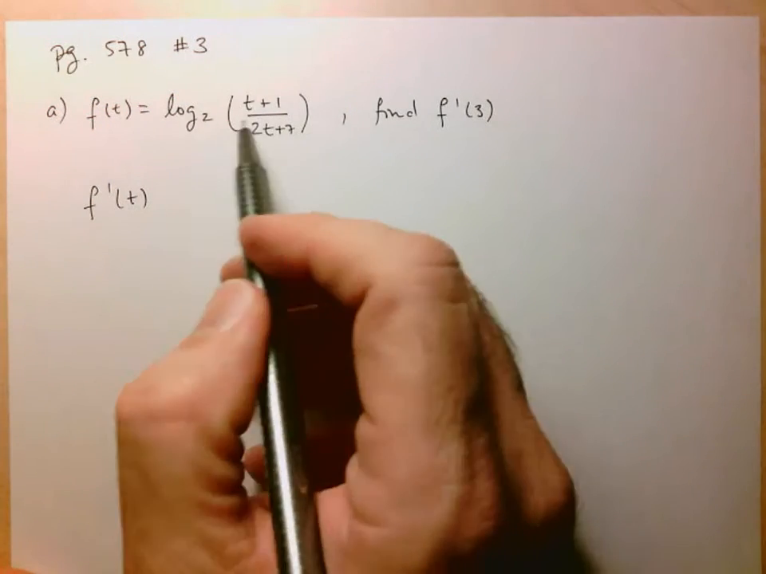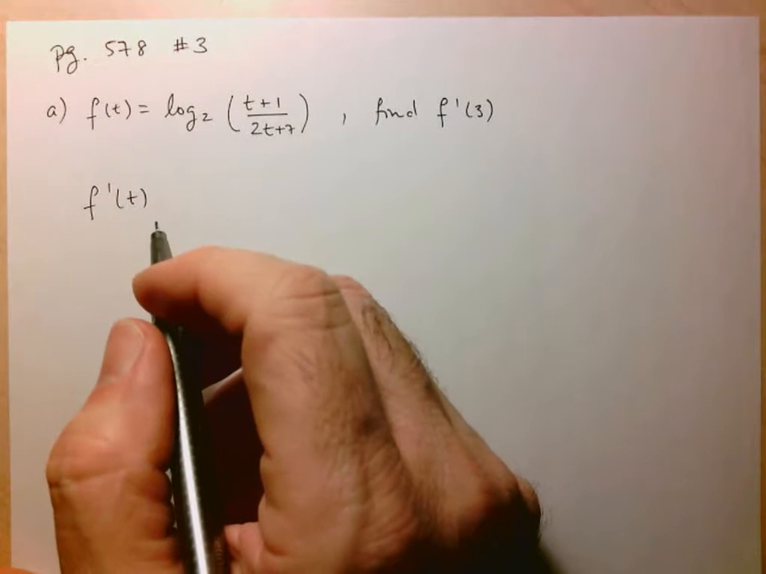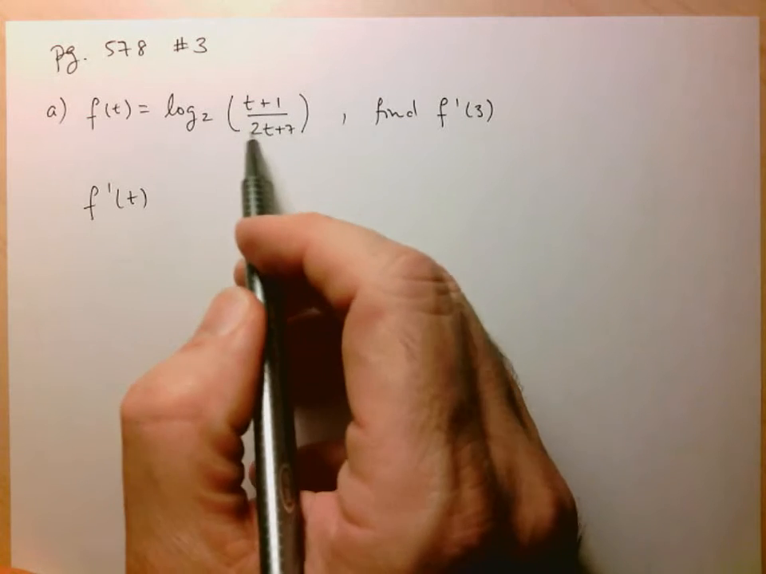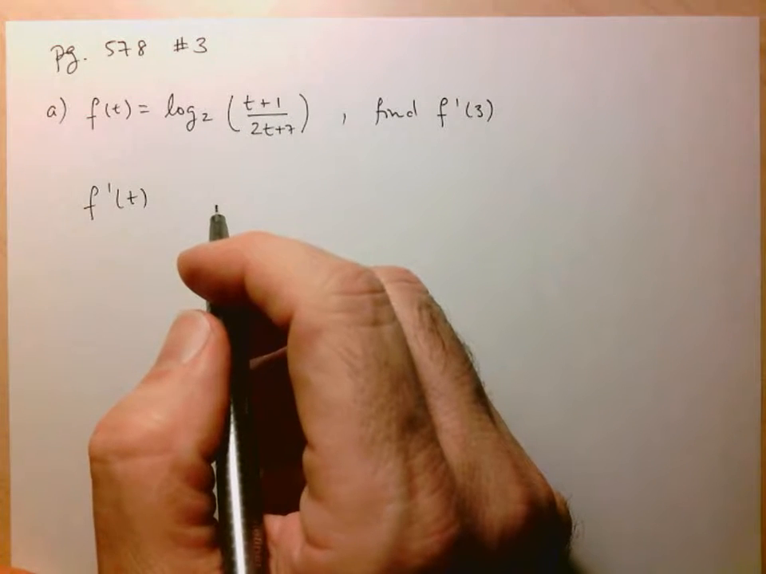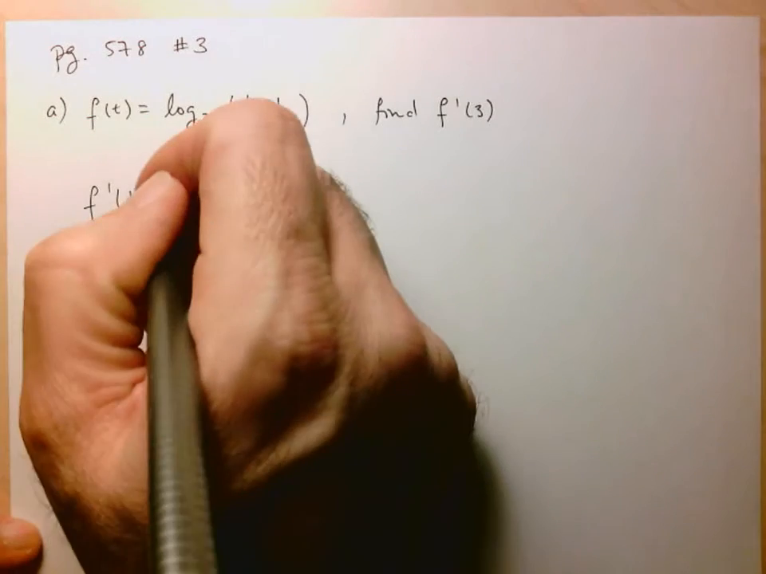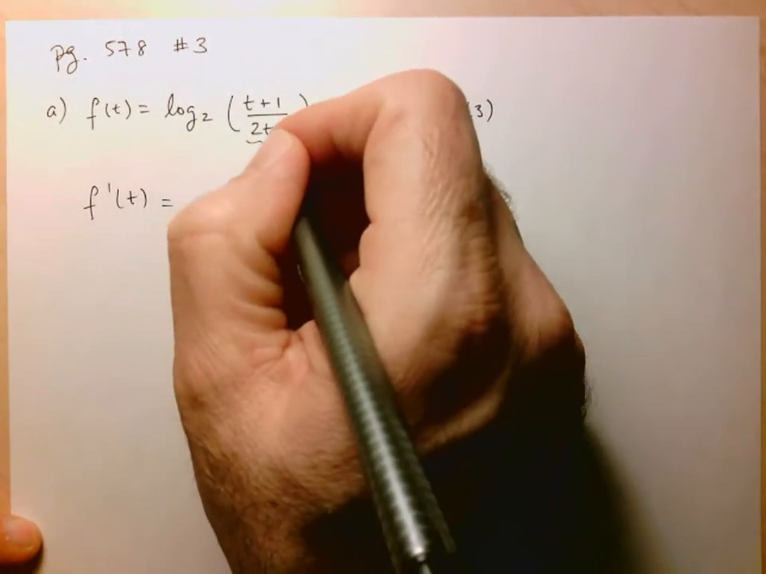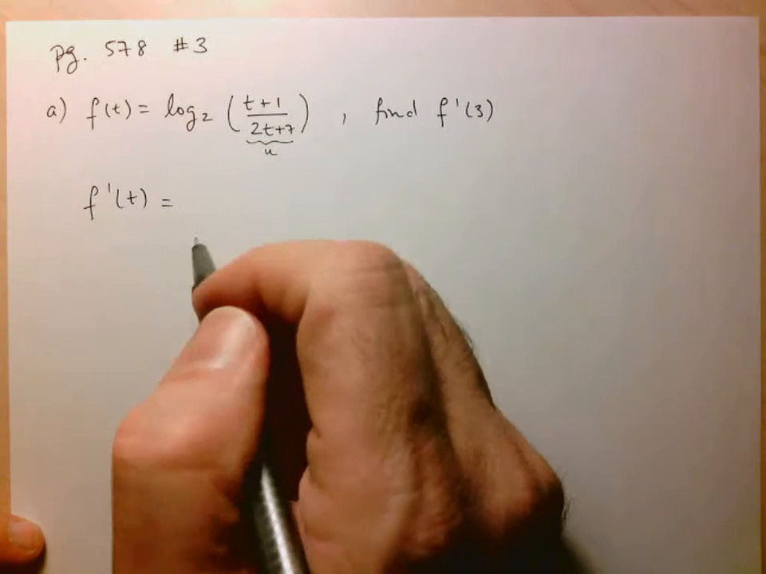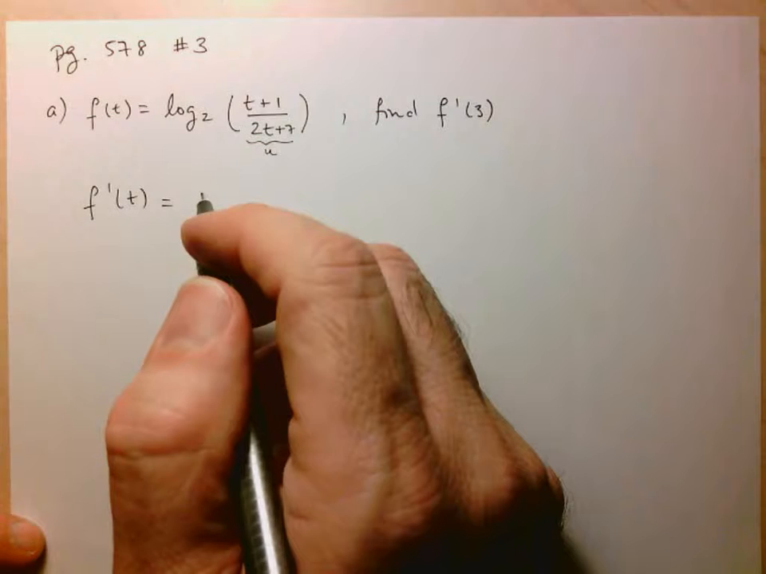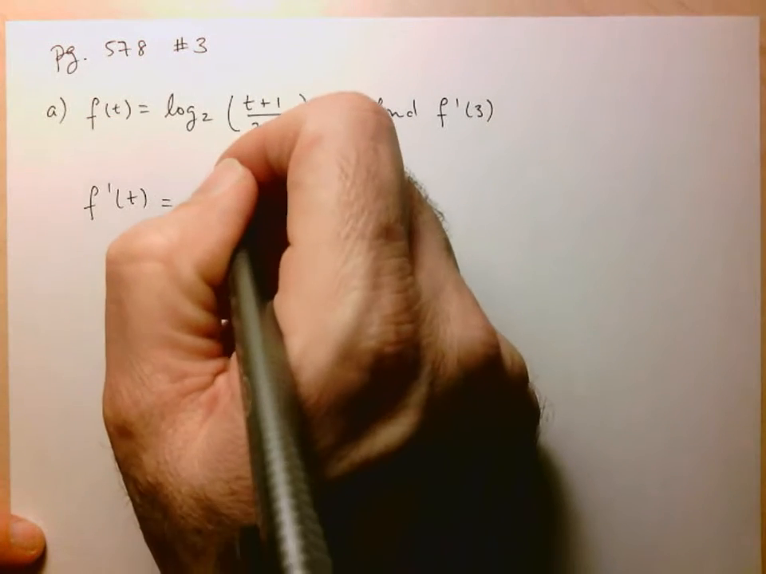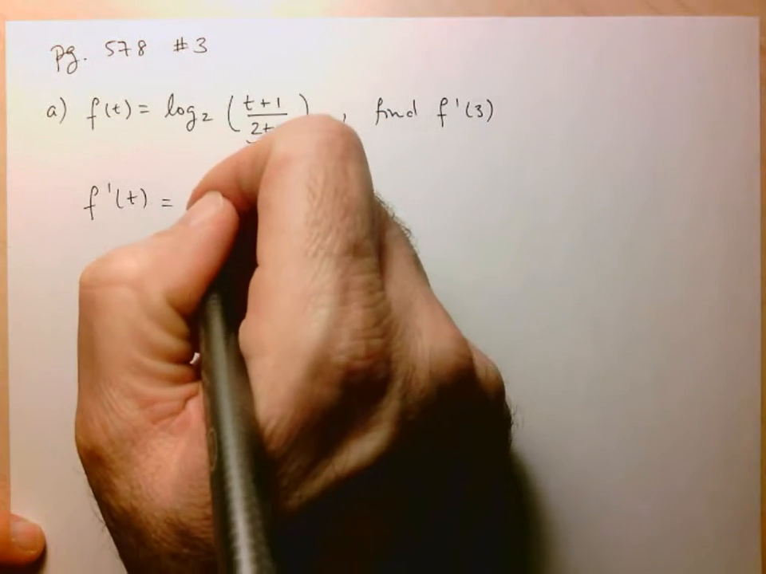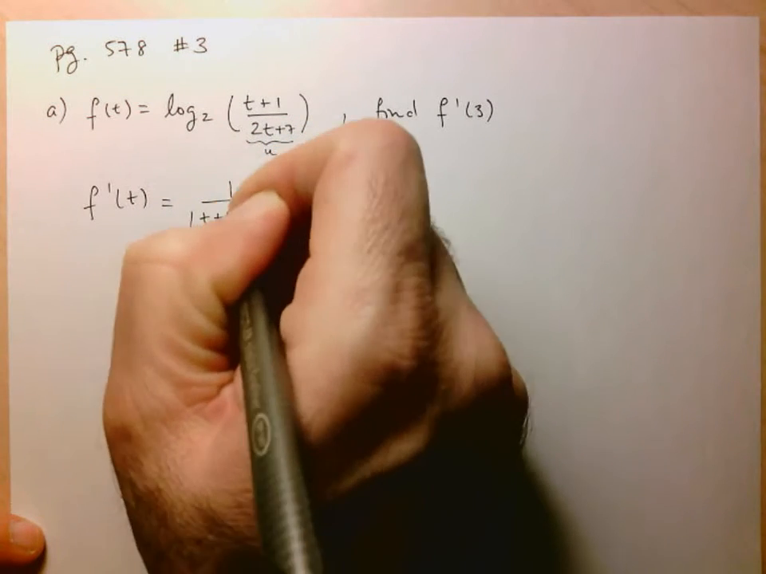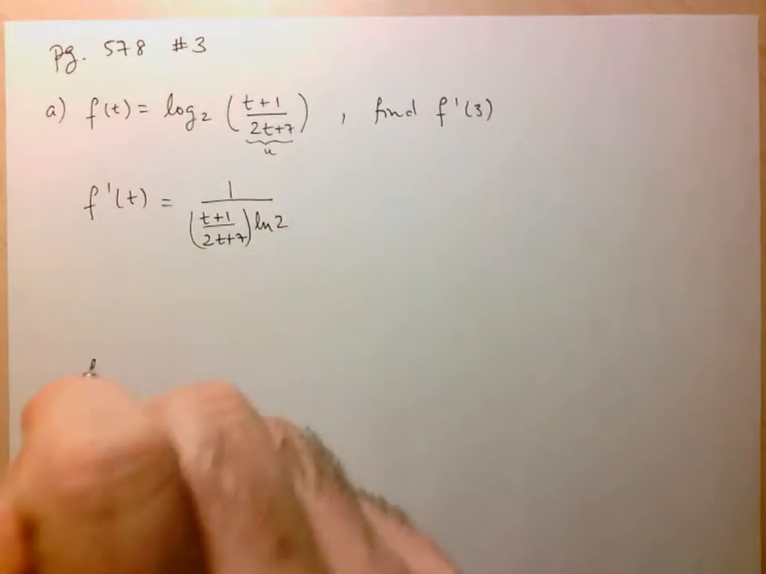So first thing is I have the logarithm of this expression, so I'm going to have to use the chain rule first, and then of course when I find the derivative of what's inside the bracket I'll have to use the quotient rule. Okay, so let's start with this whole thing inside the brackets, my u. So the derivative of log base 2 of u is 1 over u ln 2. Okay, so 1 over u, which is (t plus 1) over (2t plus 7). Okay, all times ln 2.